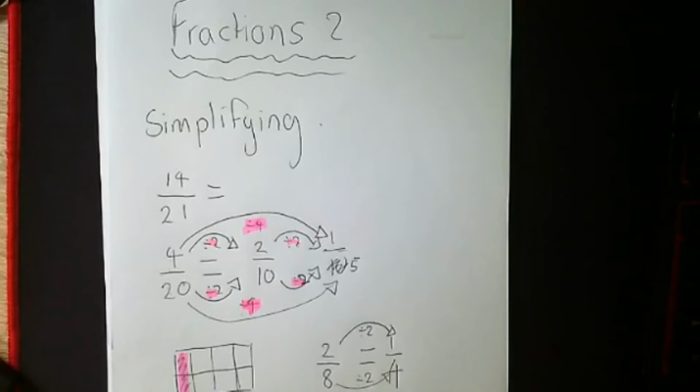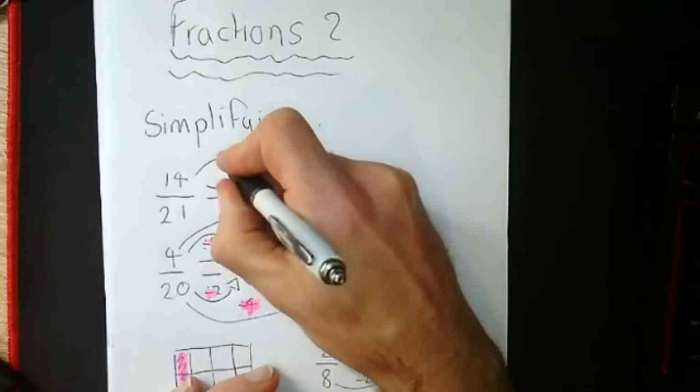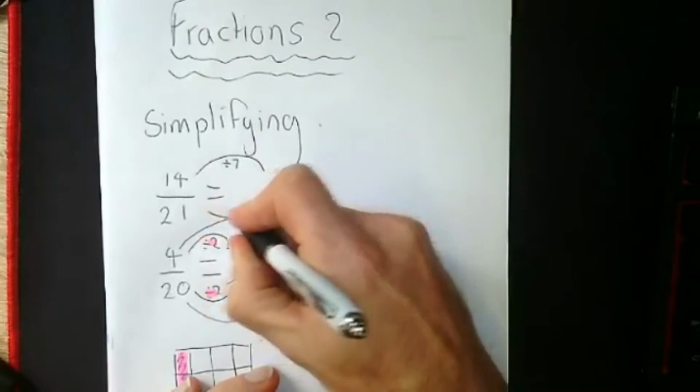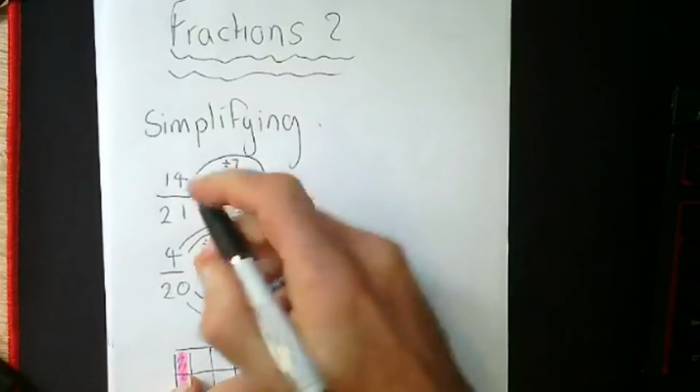Brilliant. Okay. So all getting 7 in there. Well done, folks. So it's nice to see everybody this morning. So we're going to do divide by 7. Brilliant. That's fantastic. So we divide both numbers by 7.